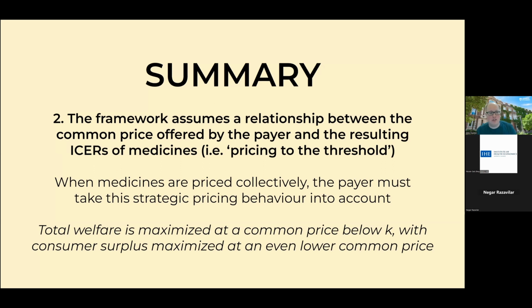The second departure this framework makes is this relationship between the common price offered by the payer and the resulting ICERs of medicines. So this strategic pricing to the threshold or negotiating down to the threshold. Where medicines are priced collectively, the payer must take this into account. And if you want to maximize population health or maximize total welfare, you need to have a threshold that's lower than K in order to do that, when you consider the strategic pricing as well.